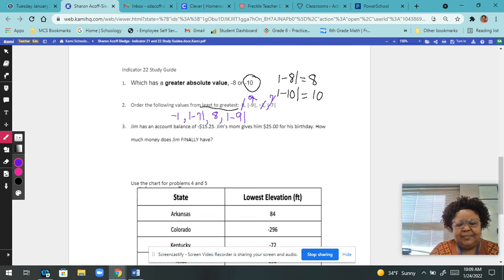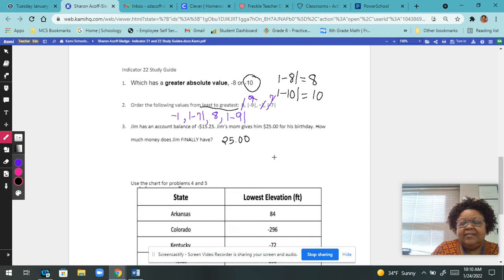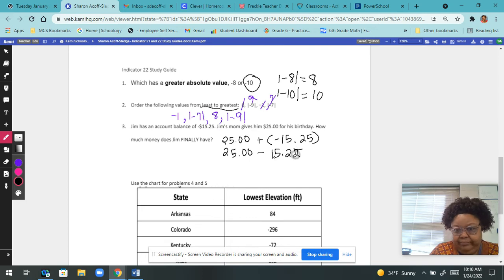Okay. Jim has an account balance of a negative $15.25. Jim's mom gives him $25 for his birthday. How much money does Jim finally have? So that's going to be $25 plus a negative $15.25. And remember in the lesson today, I said that's the same as $25 minus 15.25. And remember when we did decimals, we can't subtract that way.